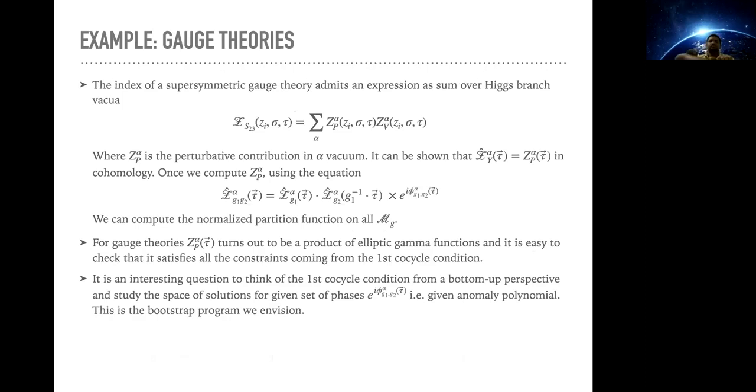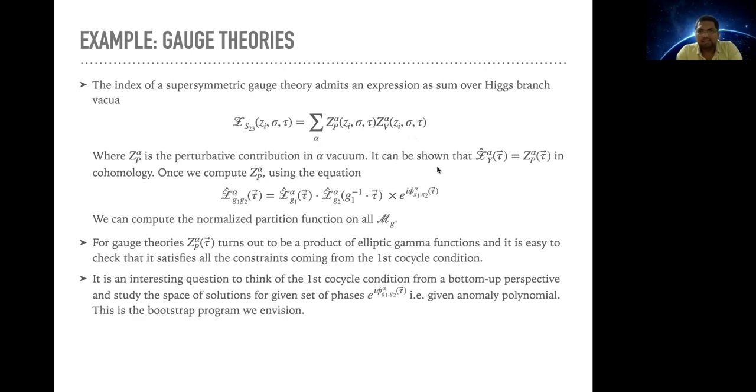Now let's move to a more non-trivial example, namely, supersymmetric gauge theories. And in gauge theories, the partition function on S3 times S1, which is ZS23, can be written explicitly as a sum over Higgs vacua, like so. And each term in this sum, meaning the partition function on a Higgs vacuum, can be thought of as two parts. One is the perturbative part, and the other is coming from the vortex part.